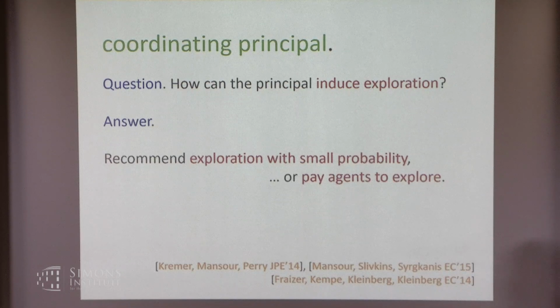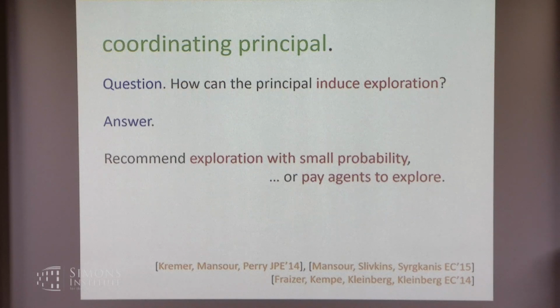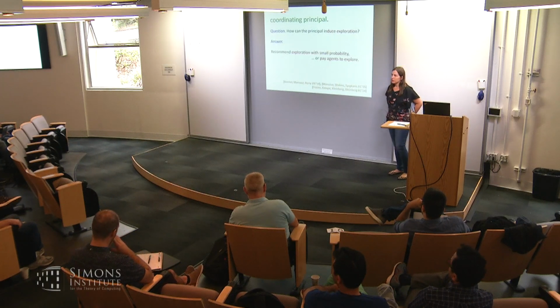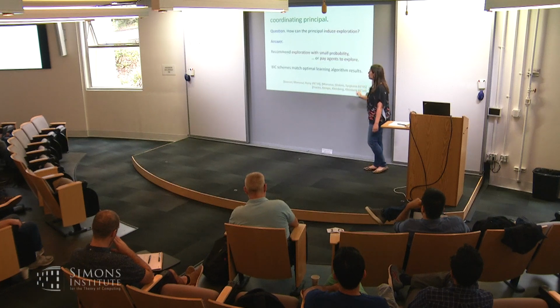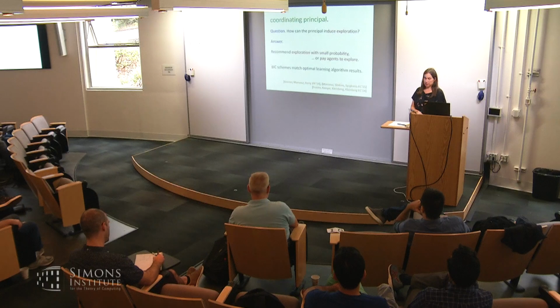The Frazier, Kempe, Kleinberg paper instead pays agents to explore. And then they get a very nice characterization of the trade-off between explore and exploit based on how much we have to pay agents to explore. Yes? Initially the BIC guarantee is over the initial priors, but then over time do the agents update their priors based on what they observe from their own choice? They don't come again. They come once. They're tourists in a city. And the nice thing about this setup is that the BIC schemes are going to match the optimal learning algorithm results. So basically the incentives don't hurt us at all in terms of the objective we have in mind. We can get the optimal regret even with centralized, coordinated principals.